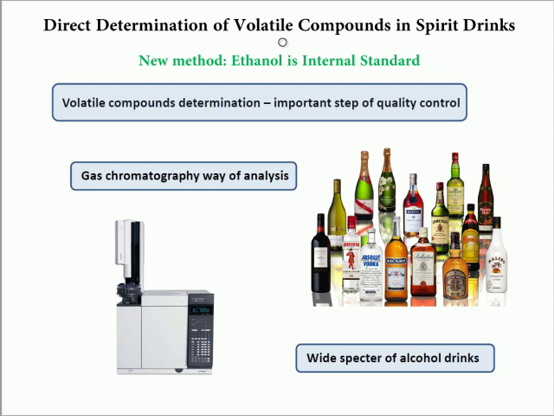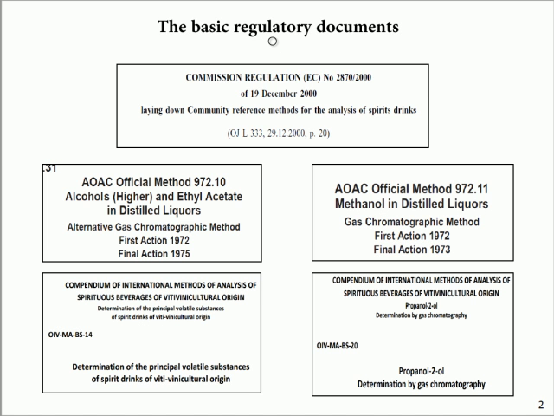The definition of the content of volatile components is one of the most important steps towards quality control and safety of alcoholic products. This video was created to facilitate understanding of the principle of the method ethanol as internal standard, which can be used to achieve this goal. Here you can see the basic documents which regulate volatile compounds determination. You see that all these papers consist in gas chromatography method, as it was shown earlier.